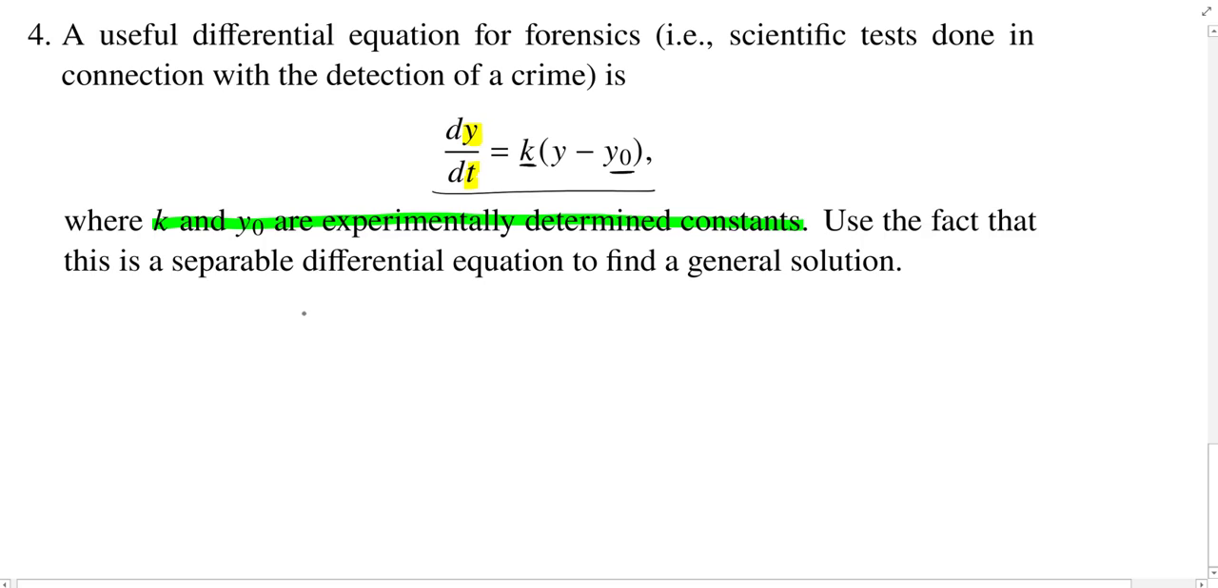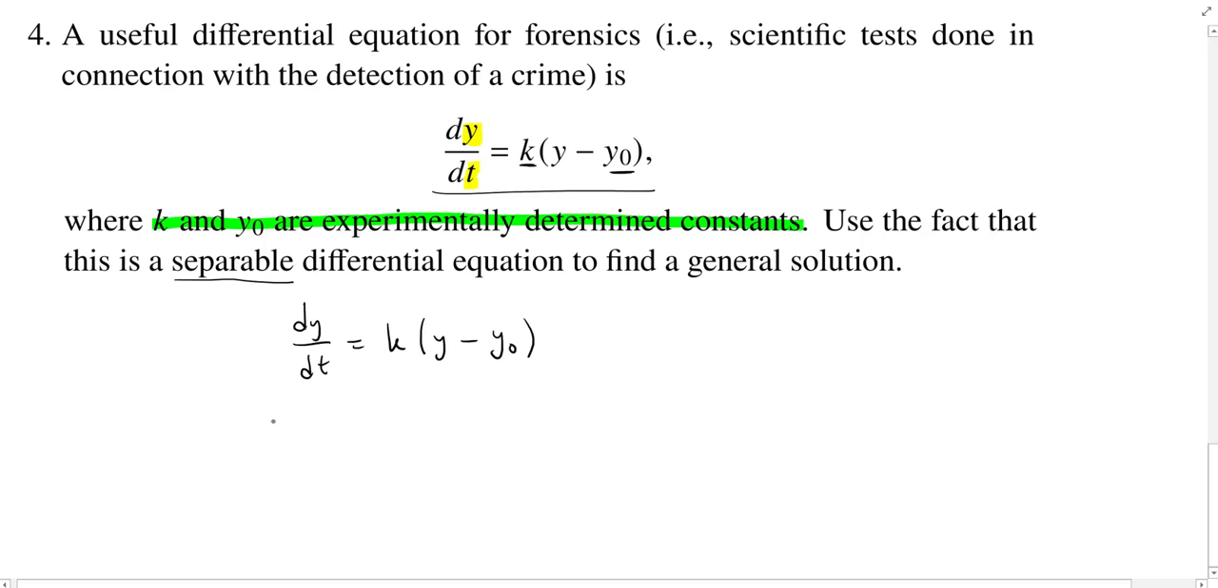Okay, so since it's a separable differential equation, remember there's a two-step process here. We want to separate and then antidifferentiate. So to separate, I want to put all of the y's on one side and all the t's on the other side. So let me copy the equation again. And recall, k is a constant, so I can do anything I like with it. Same with y naught. That's also a constant.